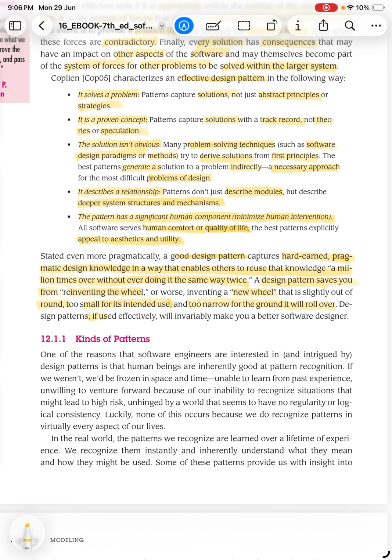Design patterns, if used effectively, will invariably make you a better software designer.